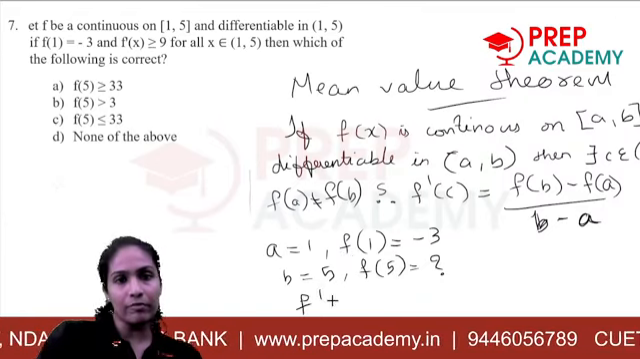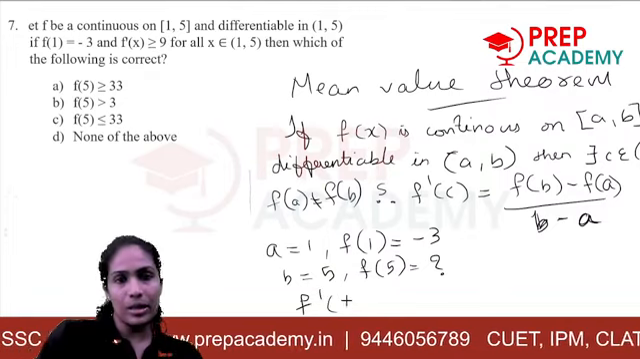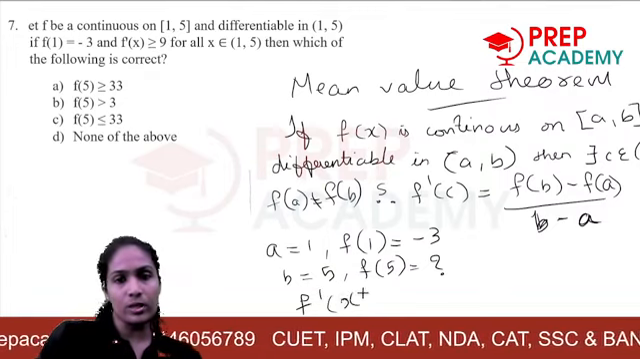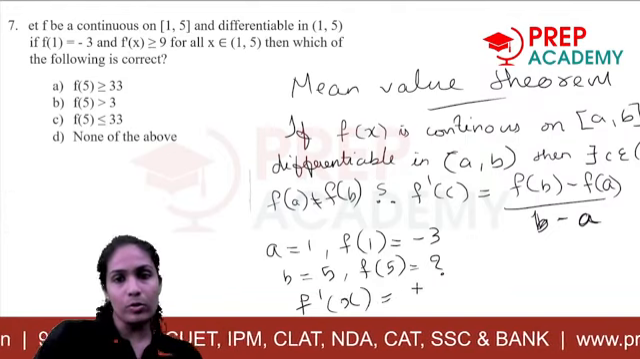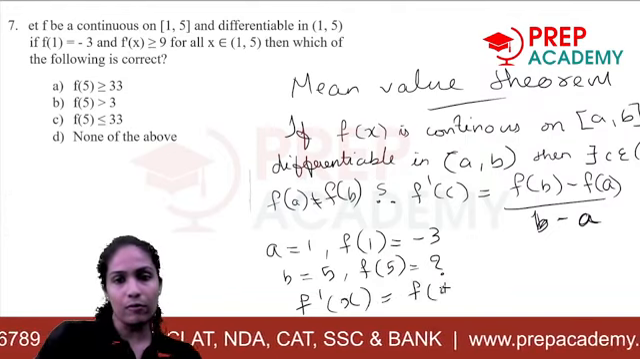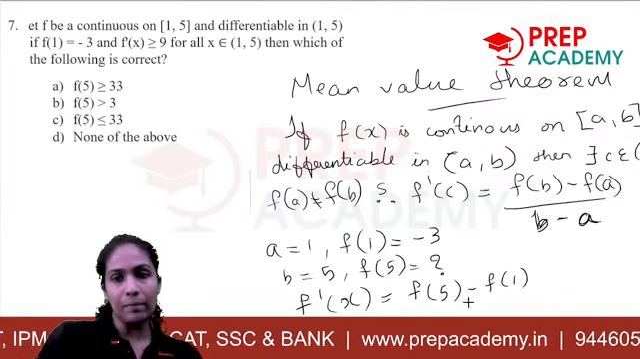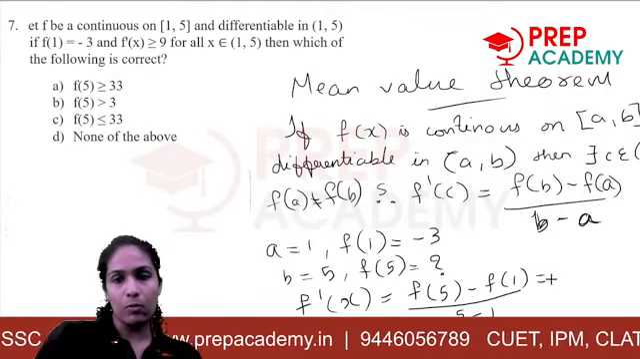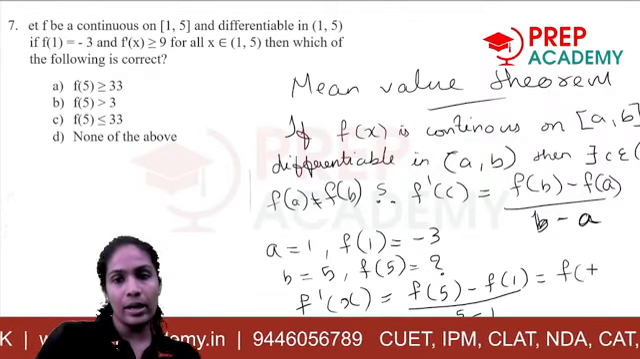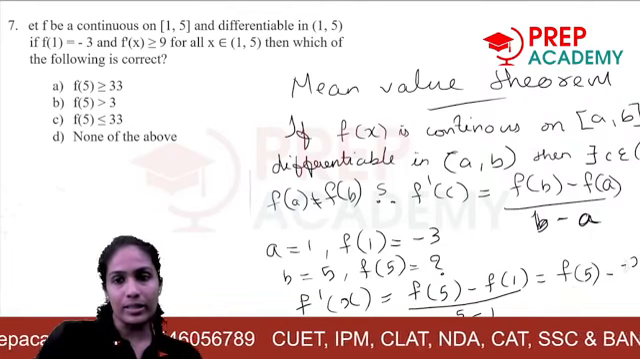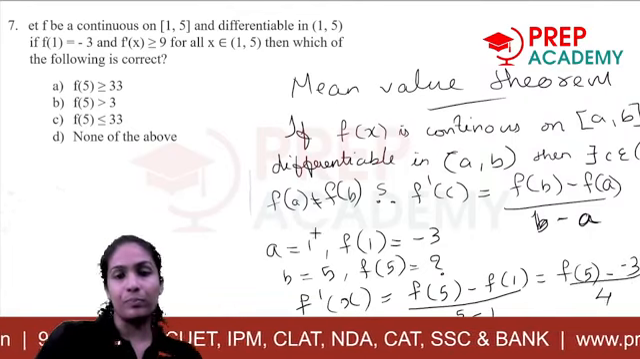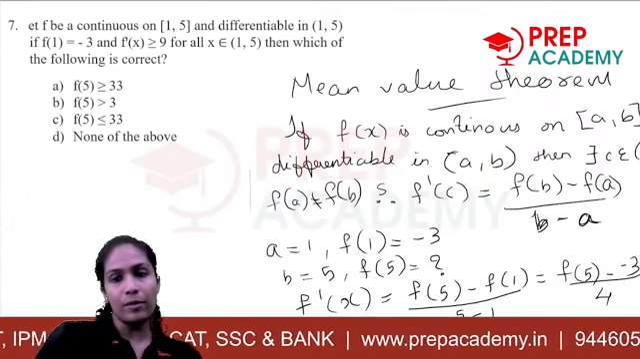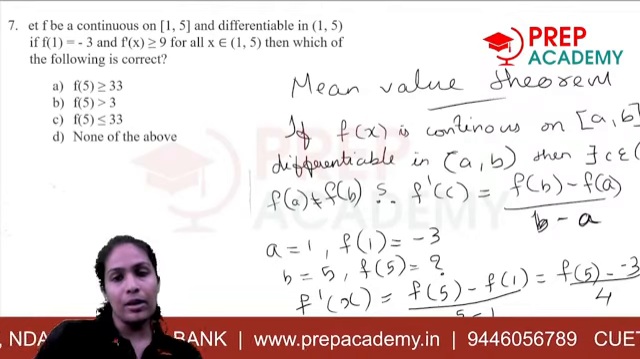Applying the mean value theorem, f dash of c, where c is any point (or you can write x in place of c), is equal to (f of b minus f of a) by (b minus a). Here b minus a means 5 minus 1, so f dash of x equals f of 5, which is unknown, minus f of 1, which is minus 3, by 5 minus 1, which is 4. So f dash of x is equal to (f of 5 plus 3) by 4.